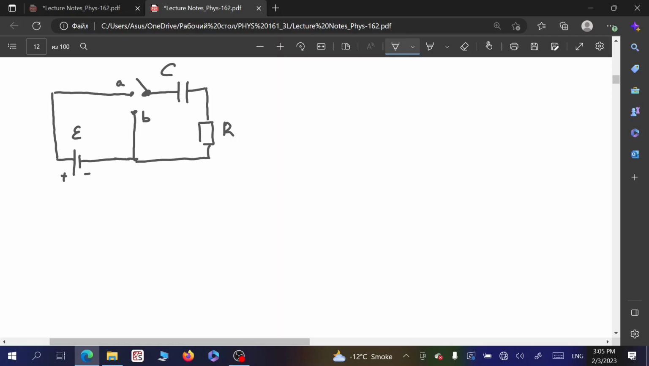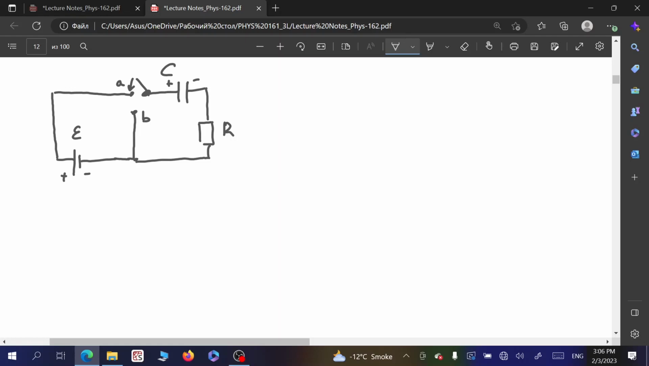So the initial case which we considered was putting the switch in position A and starting to charge the capacitor. So we can probably tell something about the processes which are happening. We discussed that definitely we have some current flowing through this circuit, but that is a very short-term current, which is not constant in magnitude.